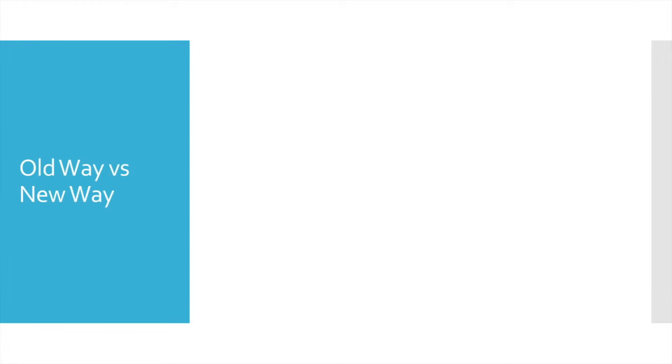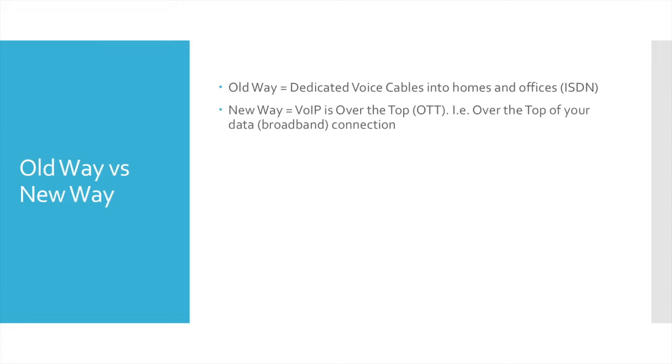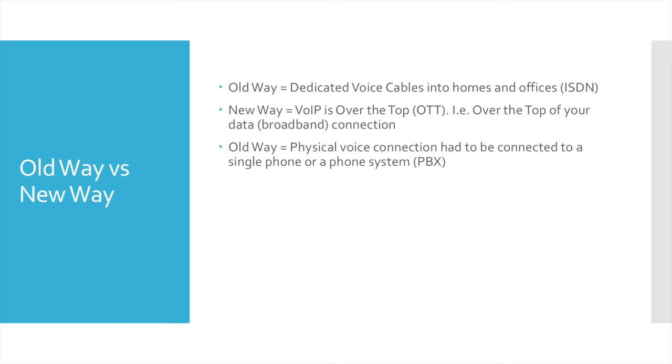How does VoIP work in comparison to traditional telephony? Telephony traditionally has meant a dedicated voice cable into homes and offices. This has used technologies such as ISDN and SS7. In the world of VoIP, also known as next-generation networks, or NGNs, existing data transmission technology is used. VoIP is also known as over-the-top, as it runs over the top of your broadband connection. In the traditional legacy world, a physical line had to connect into telephony equipment. This could be a single phone or a phone system.